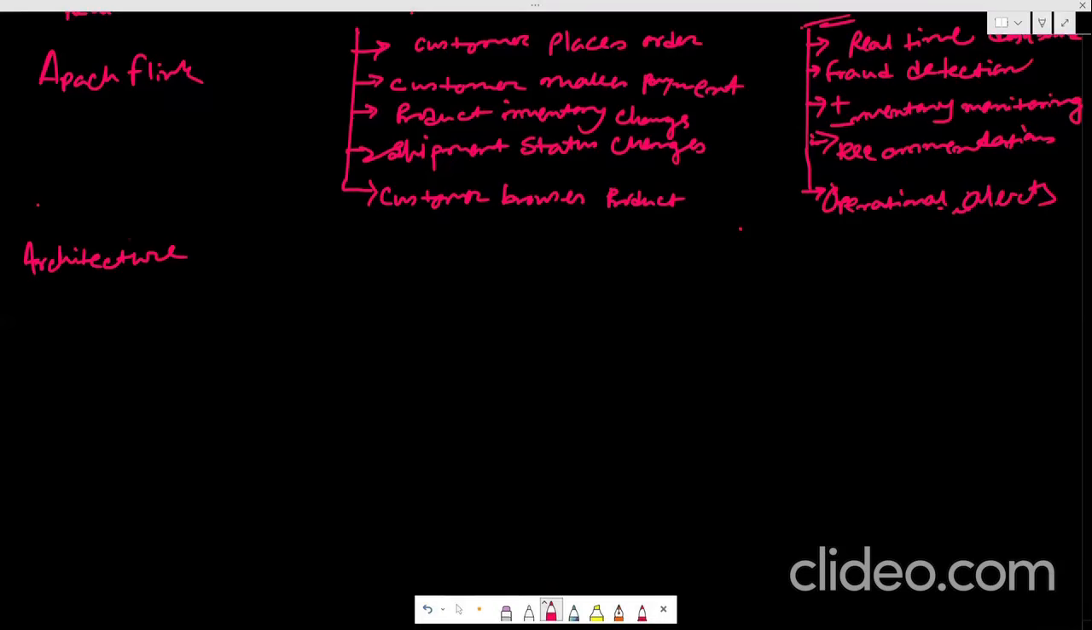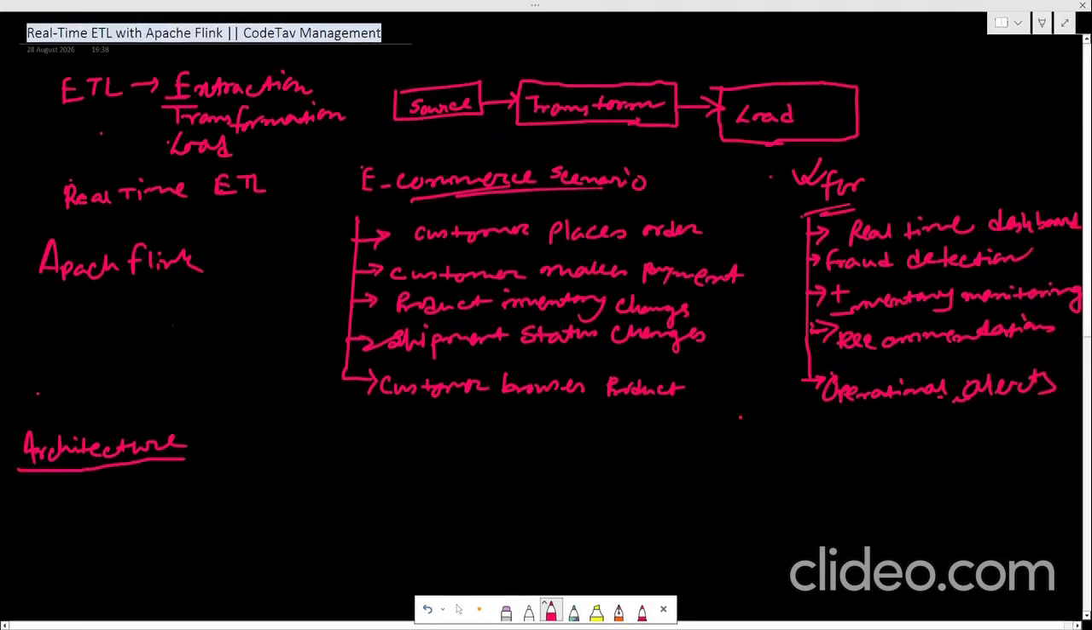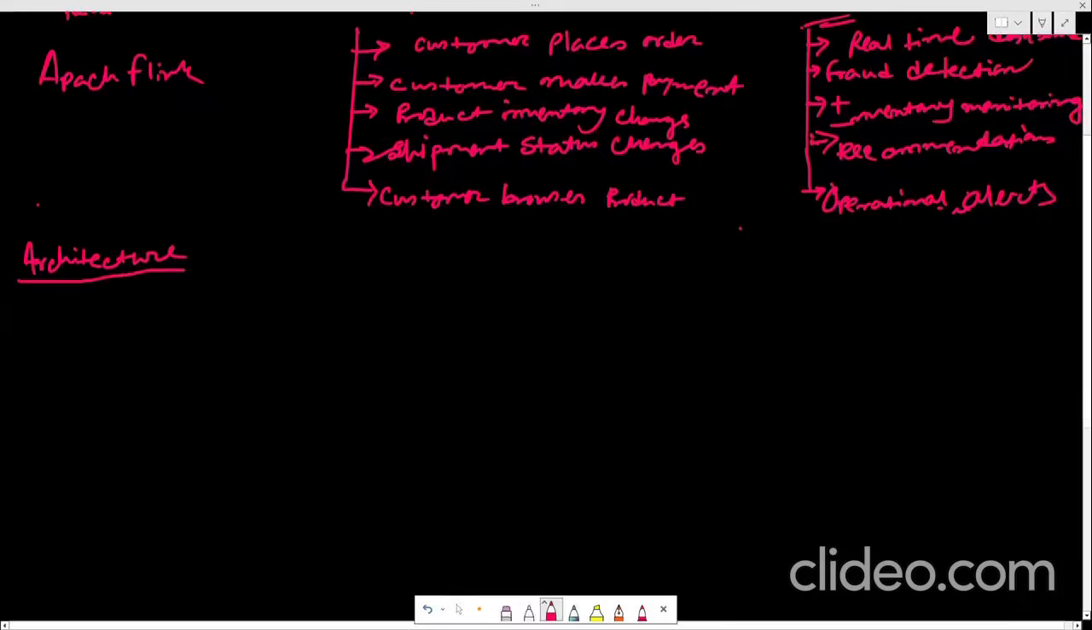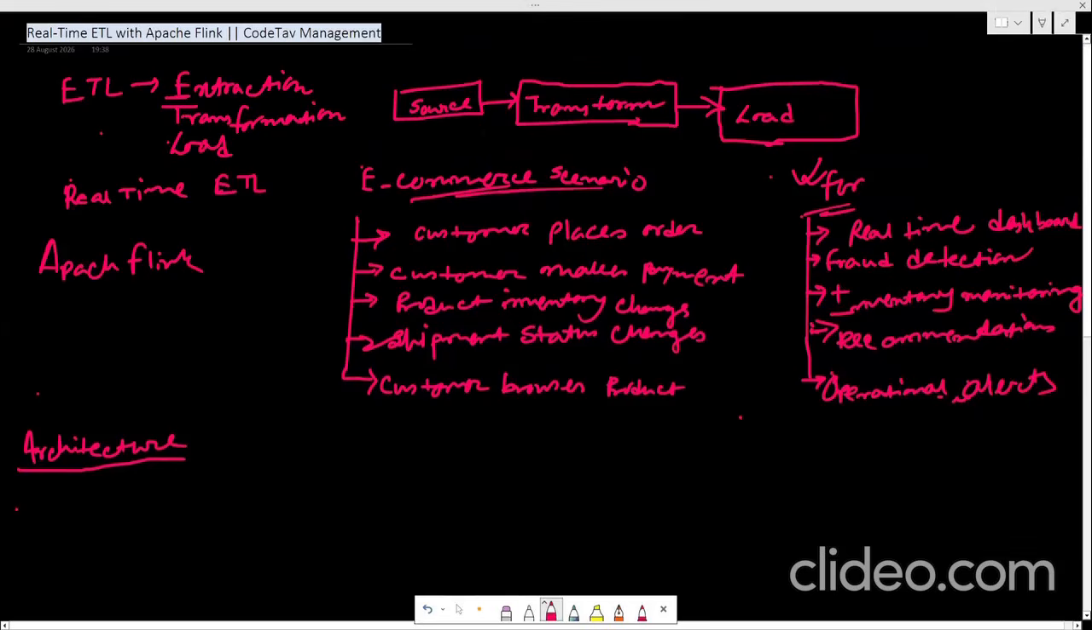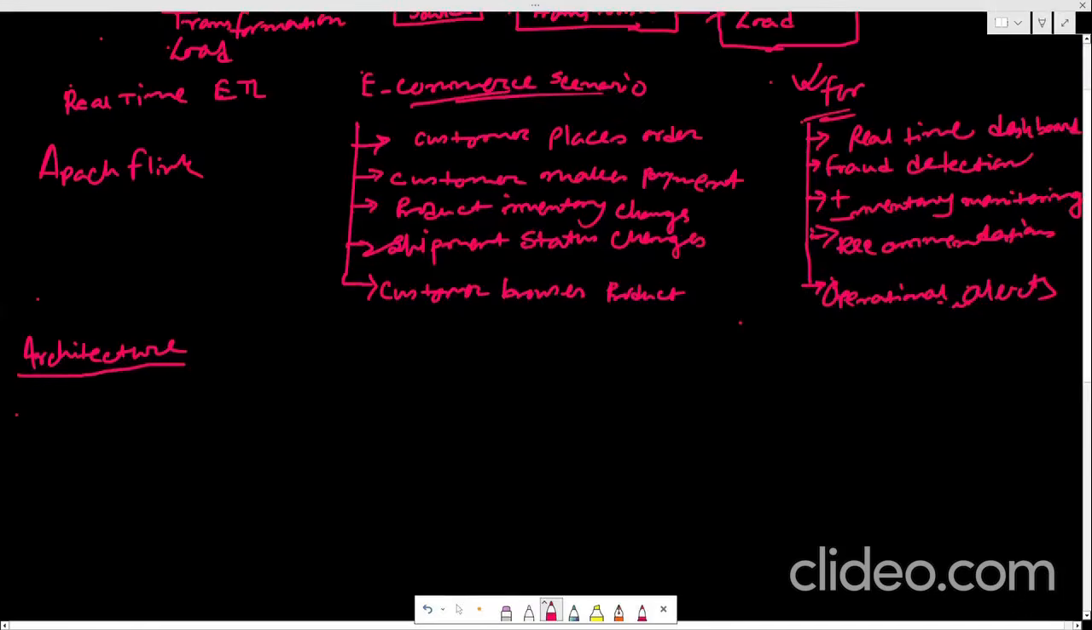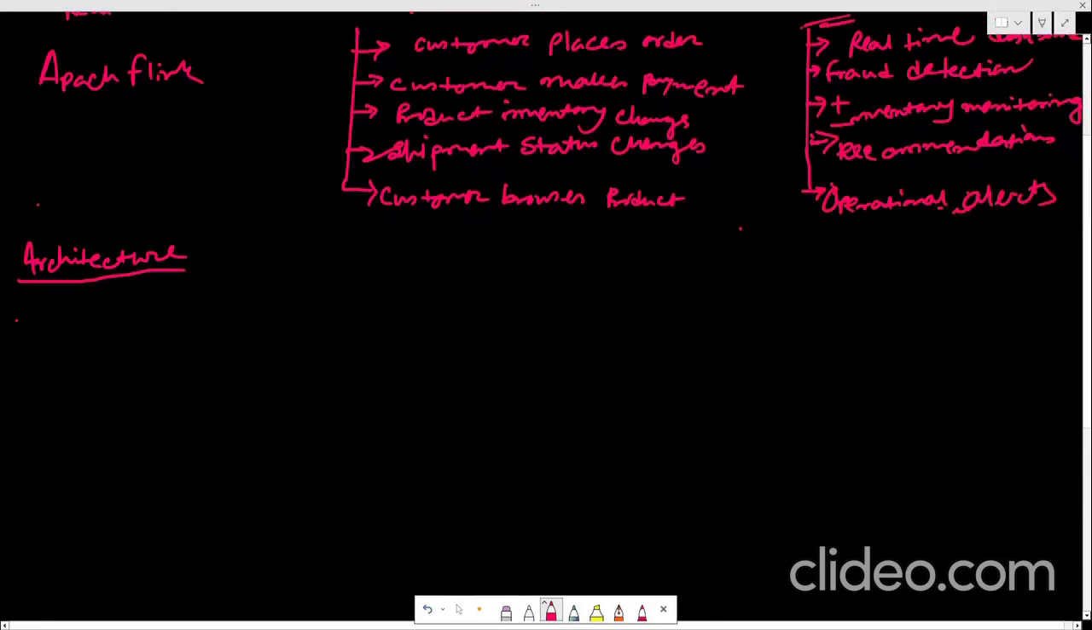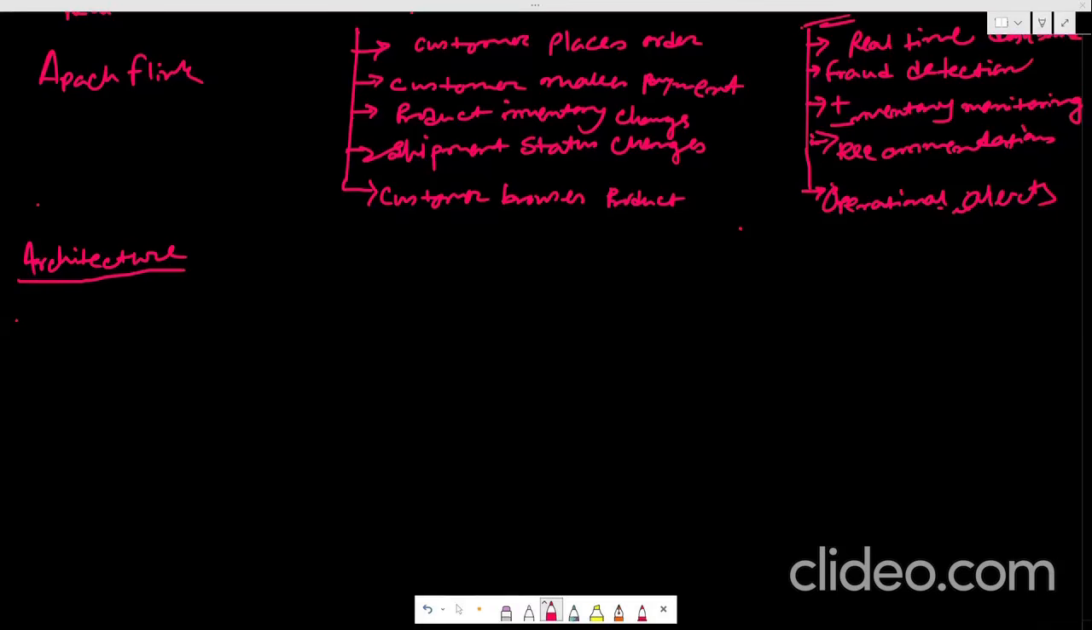Whatever real-time systems we work with, I will show you one production architecture. At first, as a basic architecture I have shown you: source, then transformation, then load. But in real time, in production systems or whatever systems are live, you need to understand how those things actually work, right?